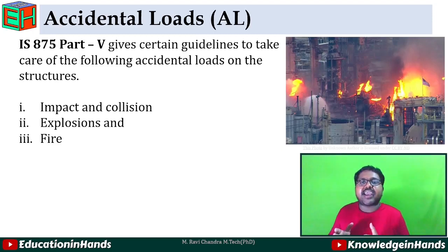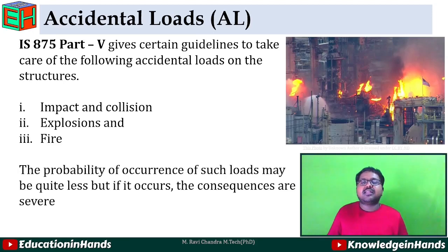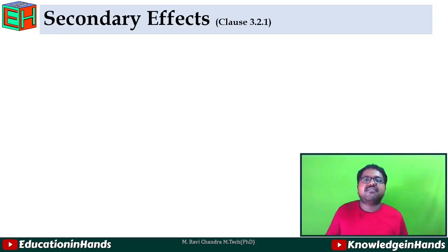Then the second one is explosion and the third one is fire. Basically, the probability of occurrence of these loads is very small. But if it occurs, the consequences caused by these loads are very severe. That's why we need to take care of these loads also. Then the last one is secondary effects, which are caused by these loads.